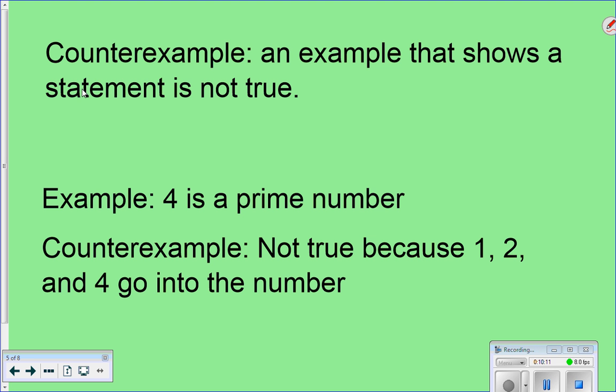One thing I need to talk about is a counterexample. And a counterexample, this is one of the last vocab words. A counterexample is proving something wrong. Proving something wrong.